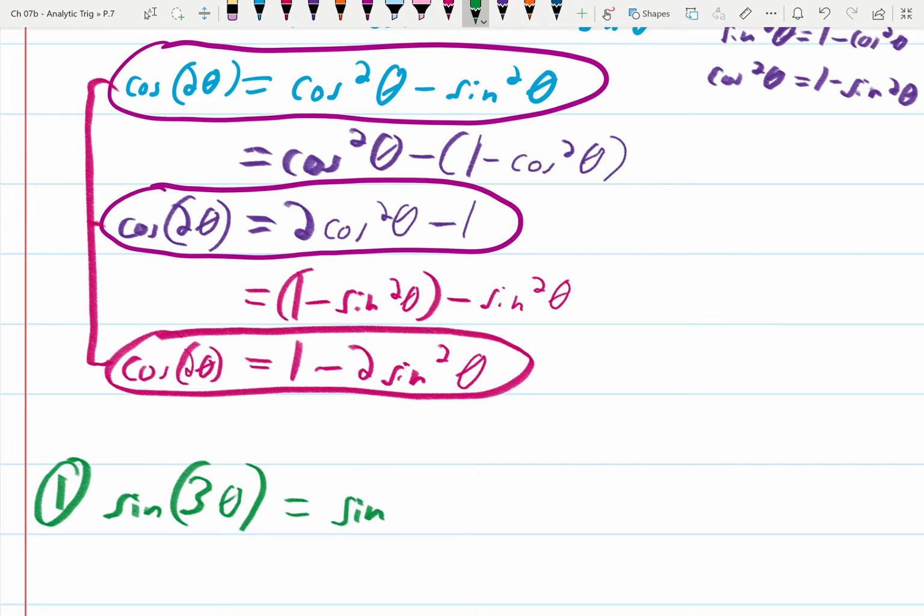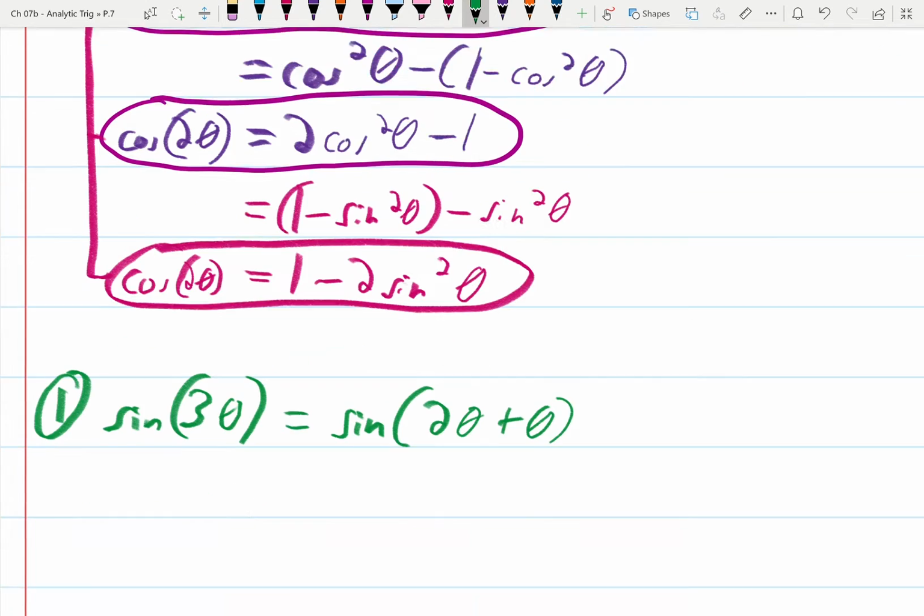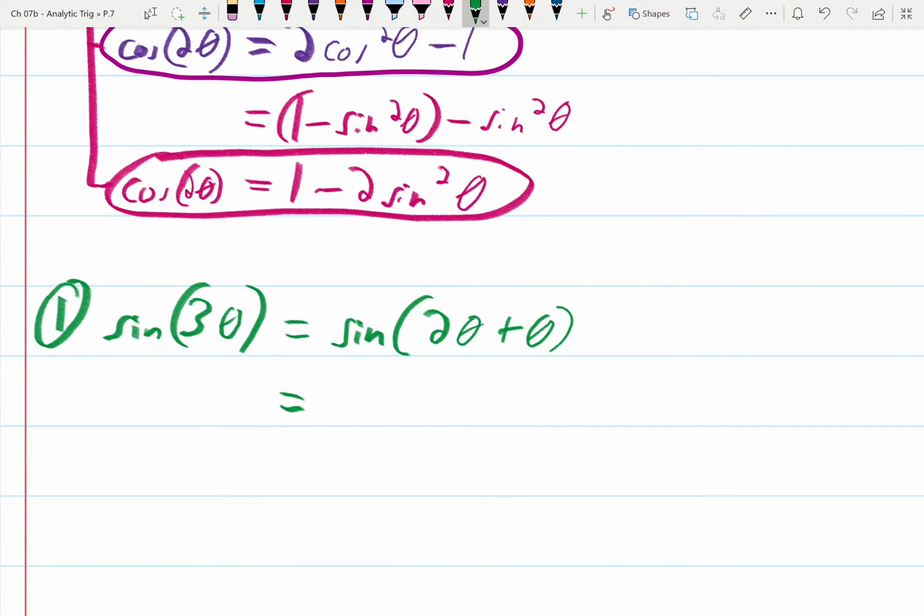2 theta plus theta. Yep, 2 theta plus theta. Which is then a recursive, repetitive, iterative application of the same identities. Trying to expand your vocabulary a little bit. Sine 2 theta cosine theta plus cosine 2 theta sine of theta. And then bingo, we have these two right here that get to be substituted with their respective identities.